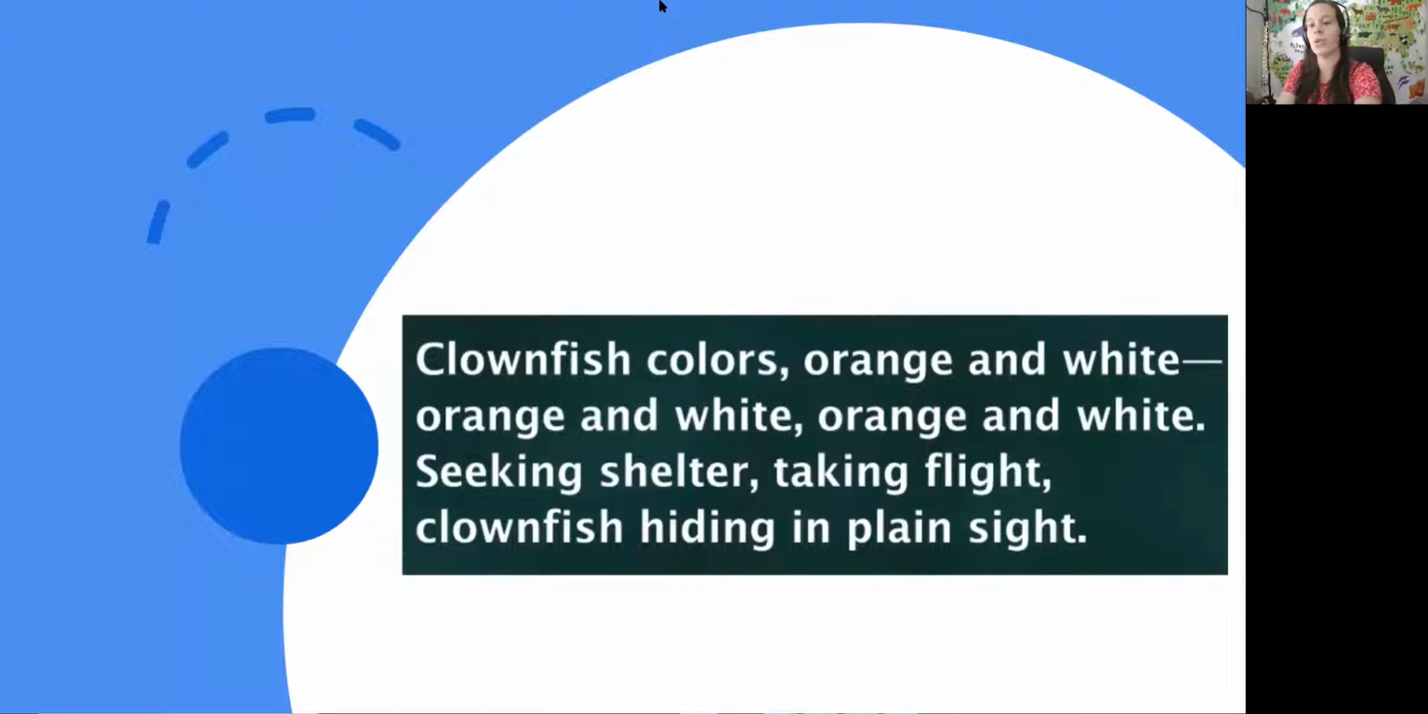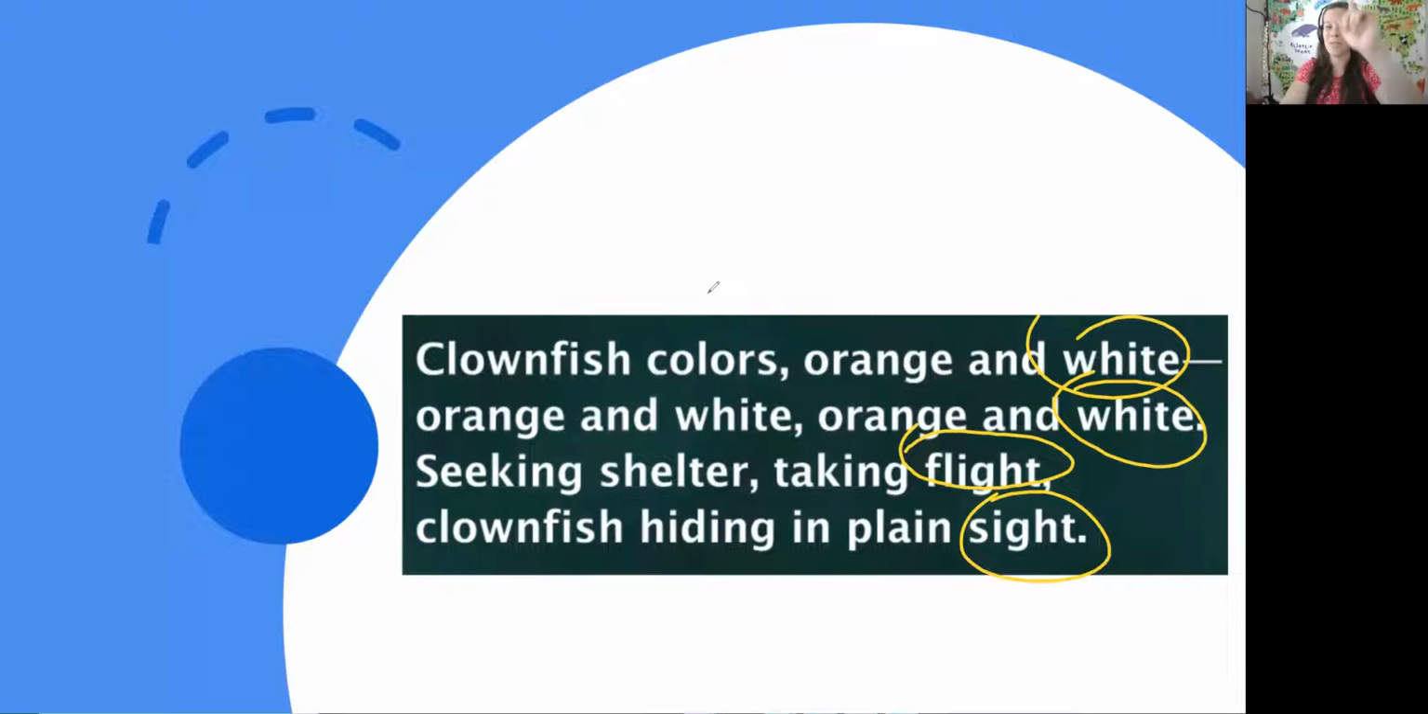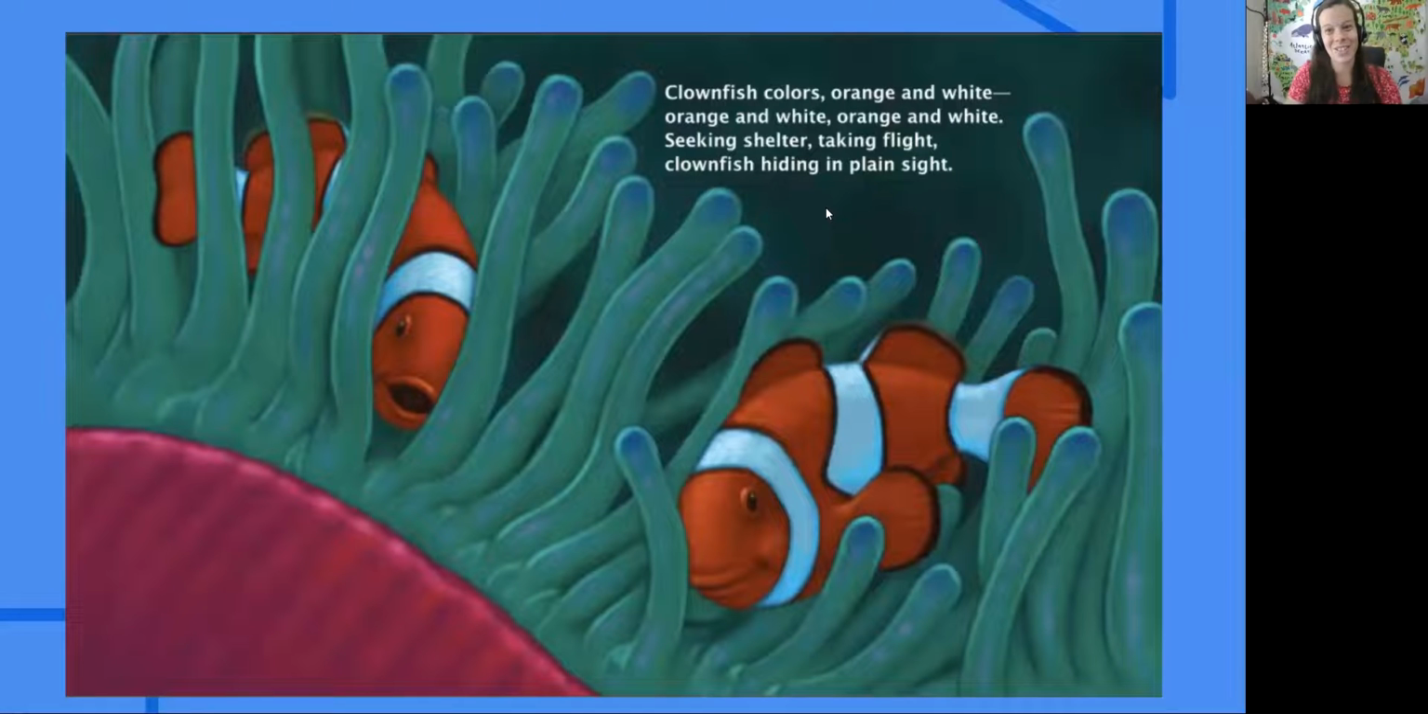Clownfish colors orange and white, orange and white, seeking shelter, taking flight. Clownfish hiding in plain sight. White, white, flight, sight, they all rhyme. So you'll notice that in the rest of the story too.